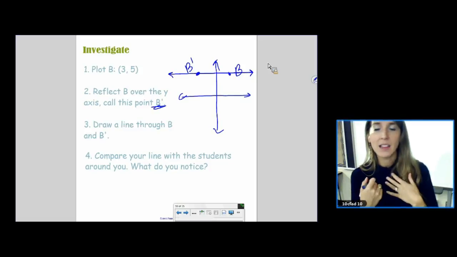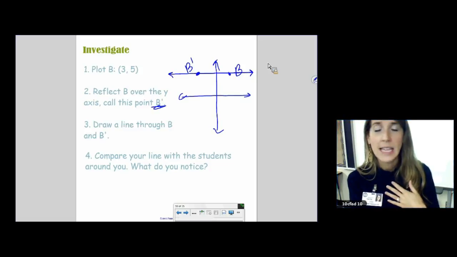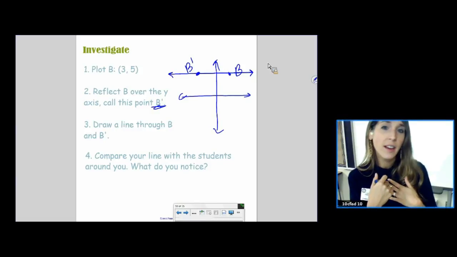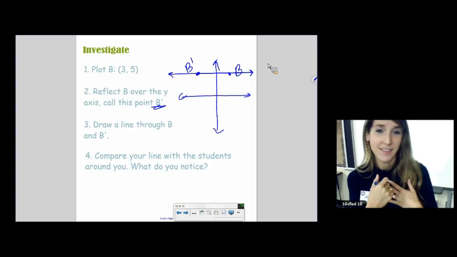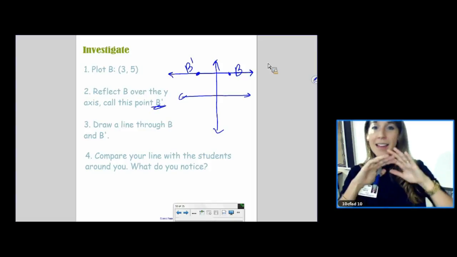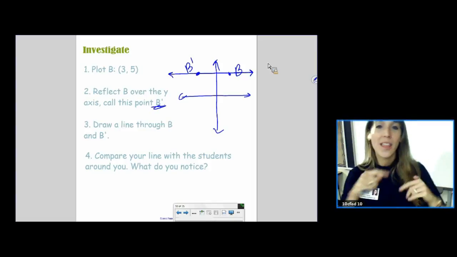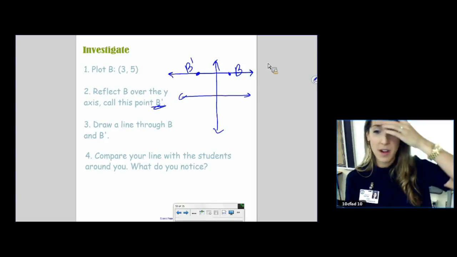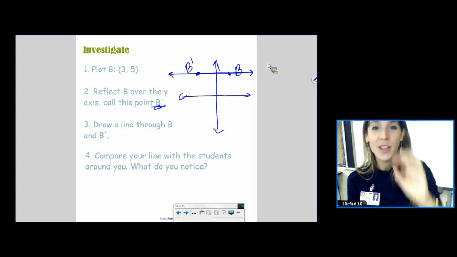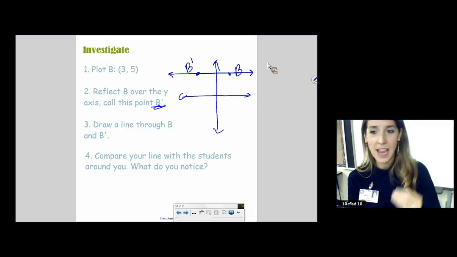Is my line longer than your line? Is my line shorter than your line? Or are they literally all the same exact line? Remember, lines are infinite, so no one line can be shorter or longer than someone else's. So we all literally drew the exact same line.